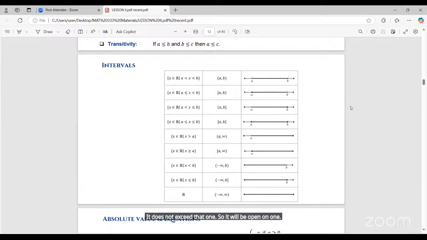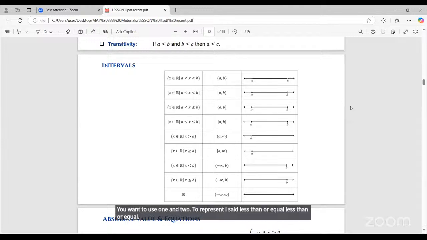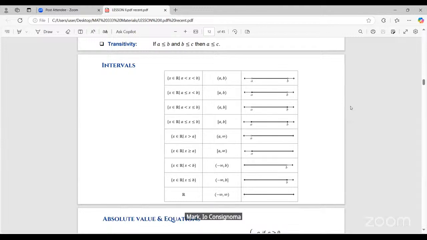Is it less than or equal to, or just less than? The one I used 1 and 2 to represent, I said less than or equal to. Ma'am, can it be closed in the interval? We will understand in the course of the lesson. That's the closed interval. So the one I use A and B for, I used open interval.